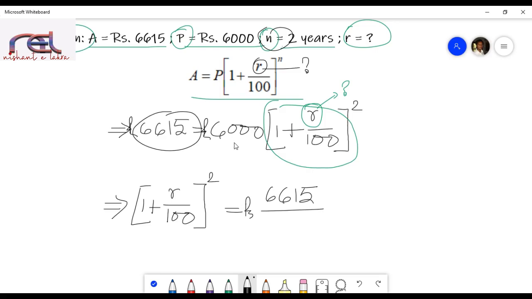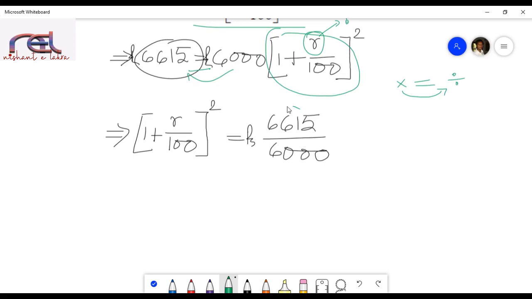Now 6,000 is multiplication, right? 6,000 into 1 plus R by 100. So what we do is, when we move this multiplication to the other side of equal sign, it changes to denominator or it reciprocals. So this 6,000, when we move it to the other side of equal sign, it will be written in the denominator's place. I hope you have understood till here. 1 plus R by 100 whole square is equal to amount by principal.